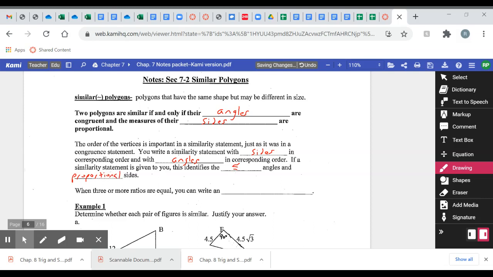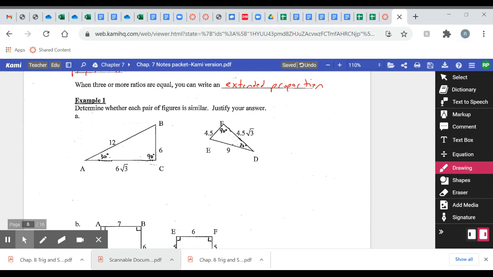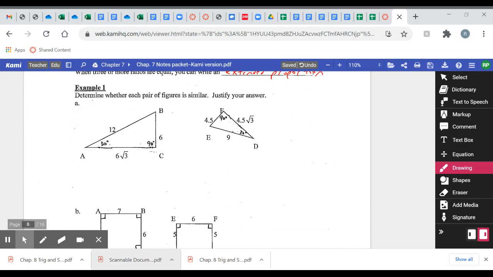When 3 or more ratios are equal, you write an extended proportion. Say extended ratio. Okay, next up on example 1, it says determine if the triangles are similar.